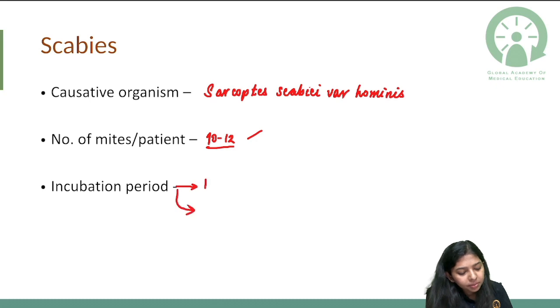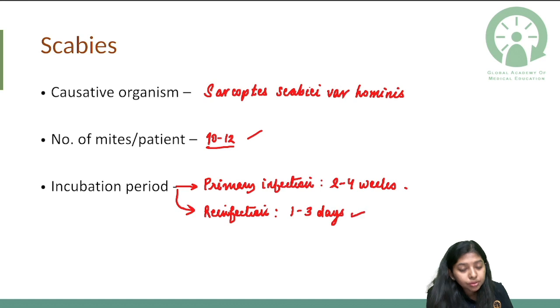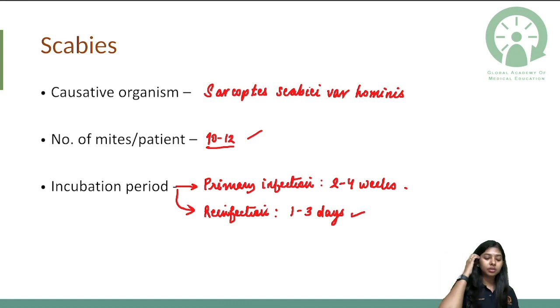What is the incubation period? So see, if it's the primary infection, if the patient is getting infected for the first time, it's going to be 2 to 4 weeks. And if it's a reinfection, if it's a secondary infection, possibly from an untreated family member, the immune response is going to come up in a short time of 1 to 3 days, because the patient has already been sensitized to the scabies mite, right?